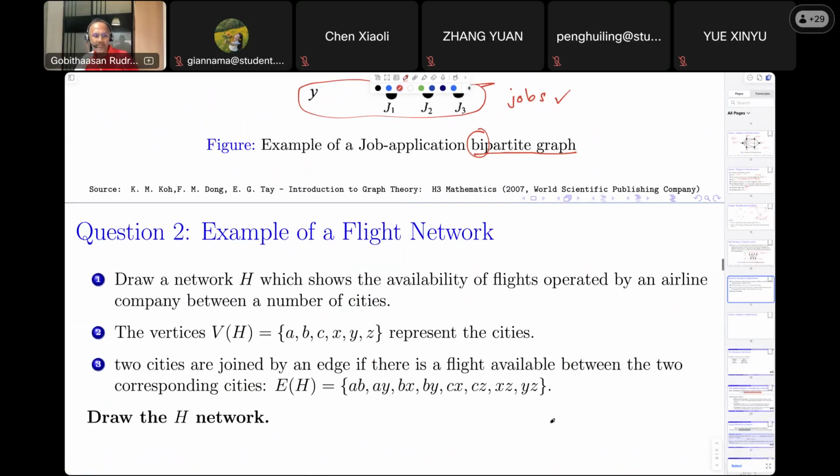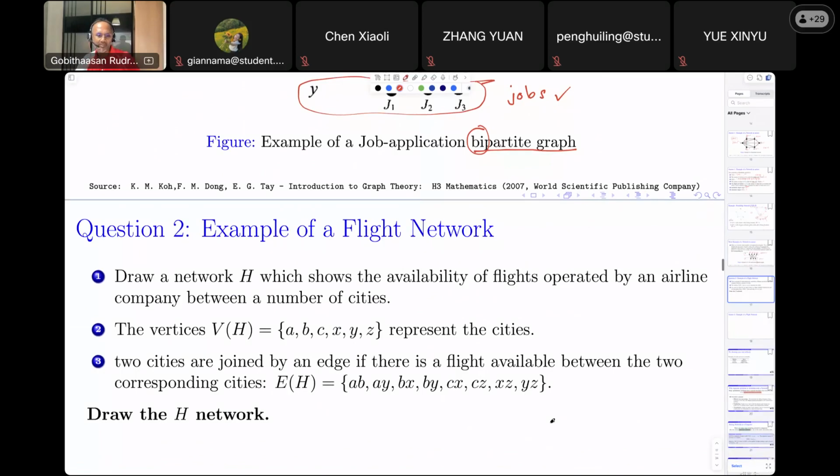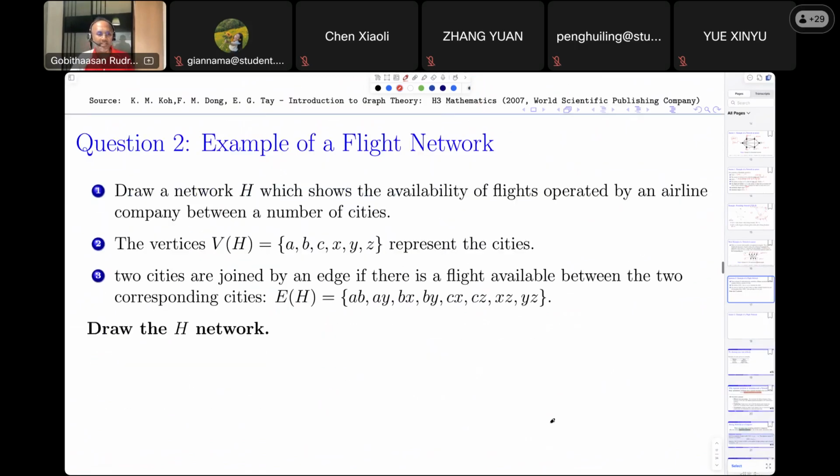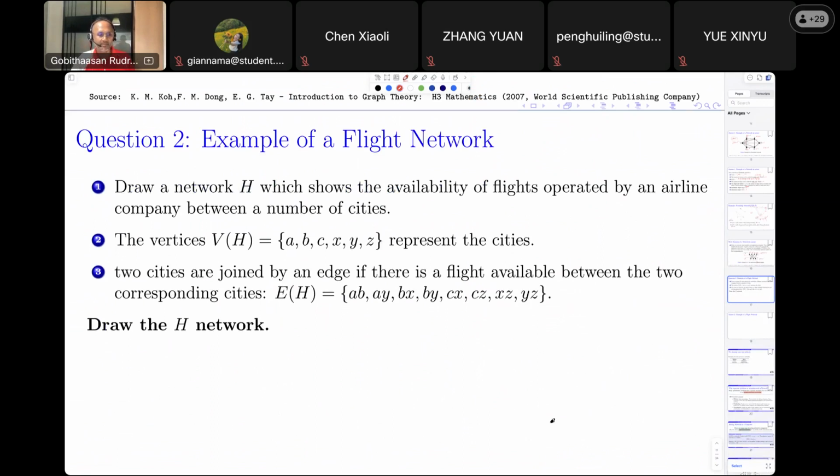This is an example of a question that usually we ask. Draw a network H which shows the availability of flights operated by an airline company between a number of cities. The vertices A, B, C, X, Y, Z represent the cities. 2 cities are joined by an edge if there is a flight available between the 2 corresponding cities. For example, AB represents there is a connecting flight between A to B.